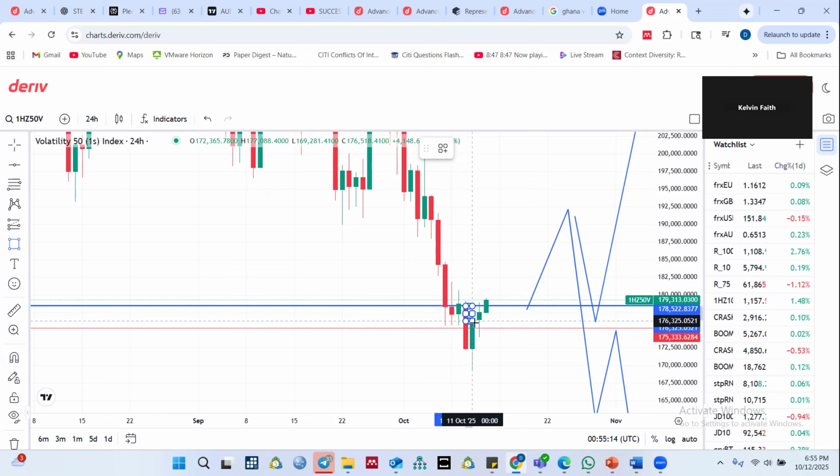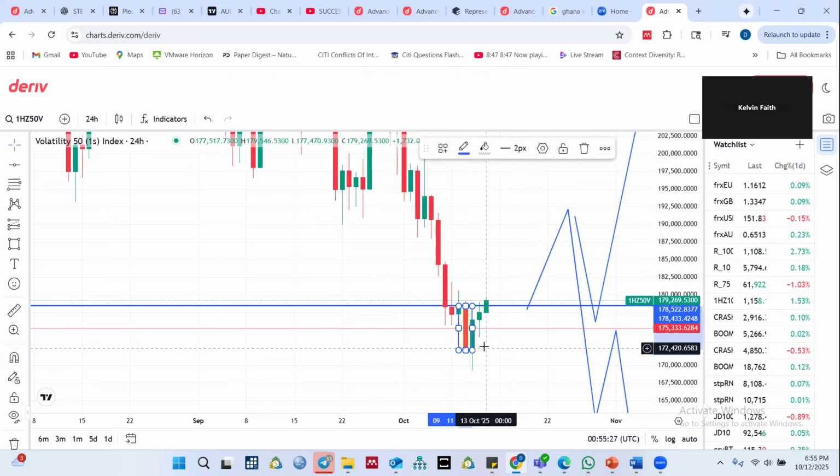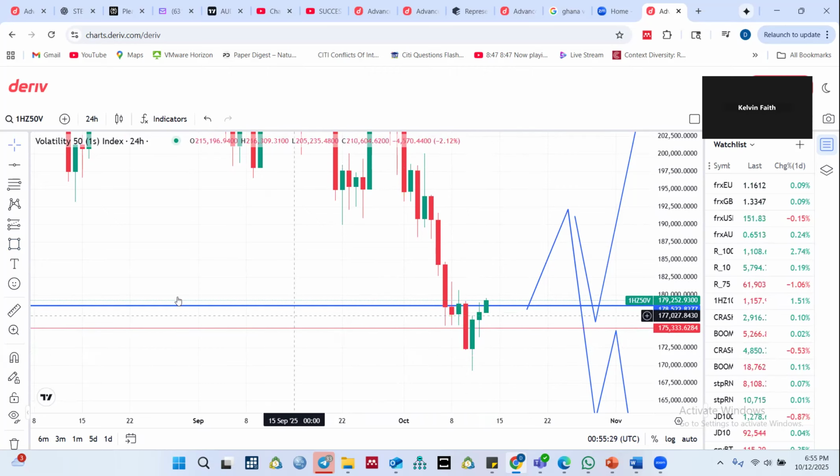and then gets a body close below both the blue line and the red line. This is the third time we are seeing this. So we get another close.